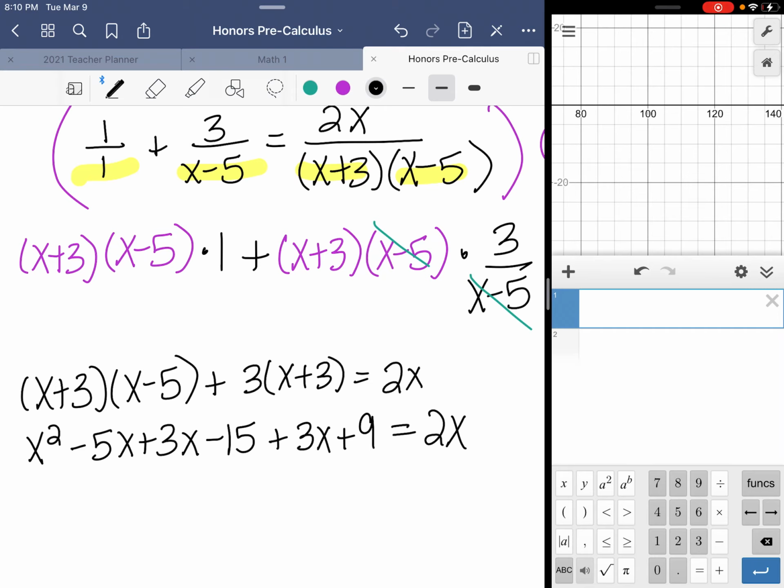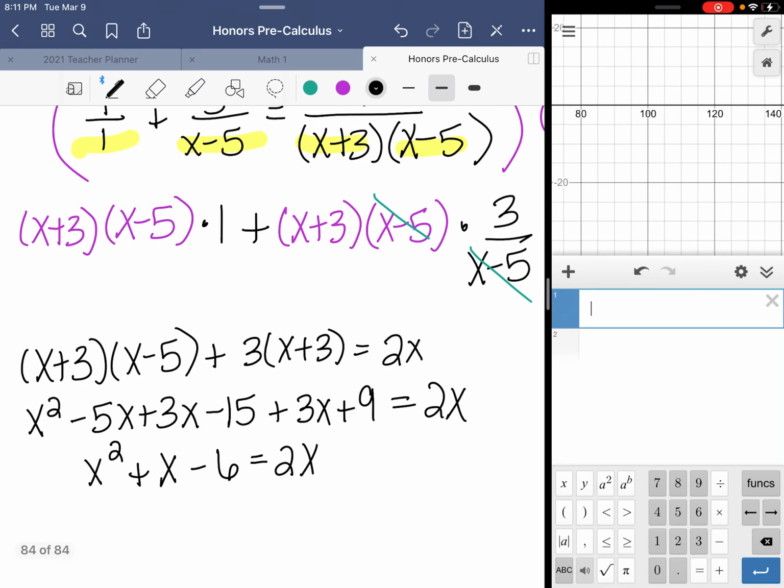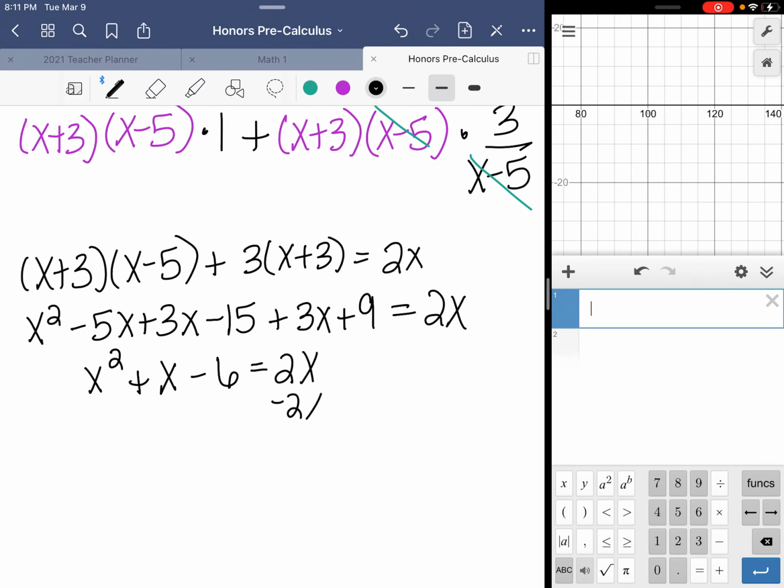And I can see that I am going to have a quadratic here. I'm going to need to combine some like terms. So I have x squared. So I have negative 5x, 3x, and 3x. That's going to be plus x. And then I have negative 15 plus 9. So that's going to give me negative 6 equals 2x. And then I'm going to subtract that 2x over, because when we have a quadratic, we want it equal to 0. So we have x squared minus x minus 6 equals 0.